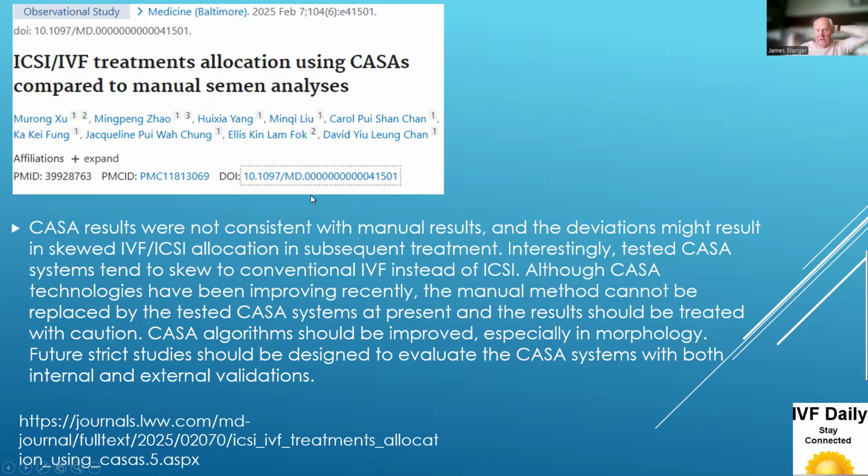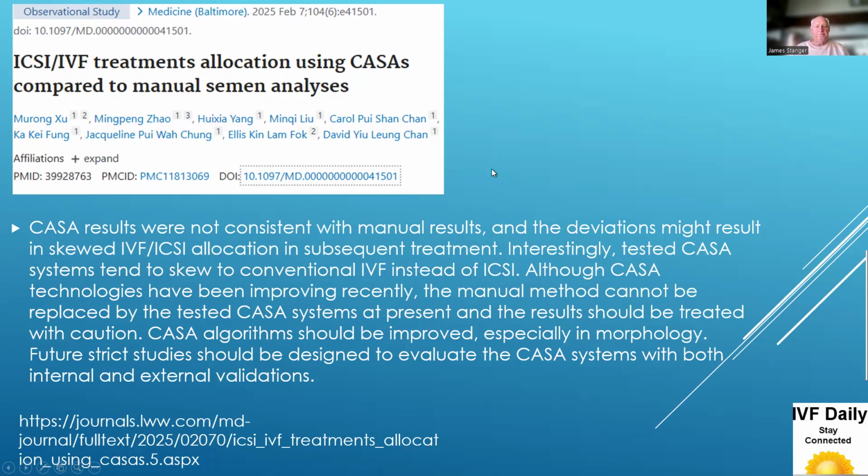Just a few slides right at the very end. This is the most recent one where people have looked at the CASA results comparing them to manual results. And this group from China looked and found the deviations basically for all the analog CASA systems skewed towards IVF rather than ICSI. So if you're using the CASA to decide whether you should be allocating your client to IVF or ICSI based on semen analysis, the CASA systems would direct more to IVF than the manual counts. And presumably the risk is that it'll be cheap for a lot of people, but there may just be a slight increased risk in poor fertilizations.